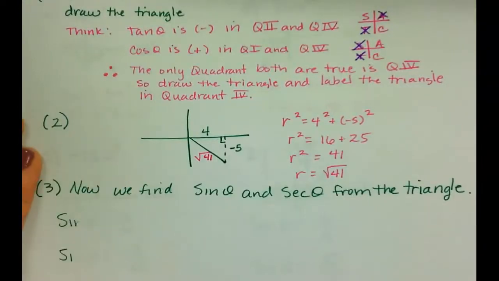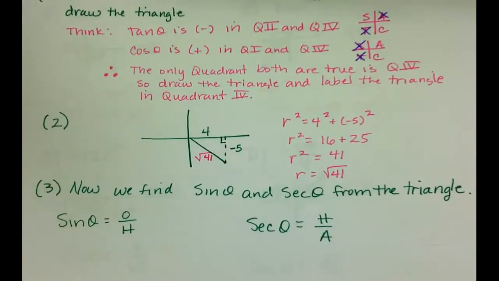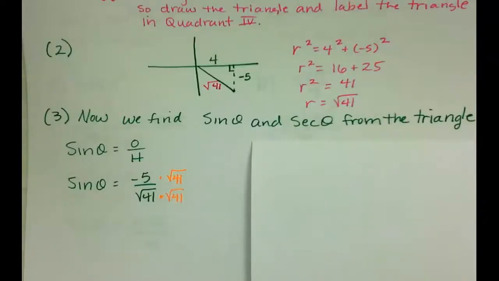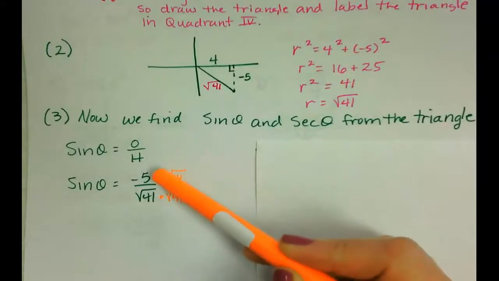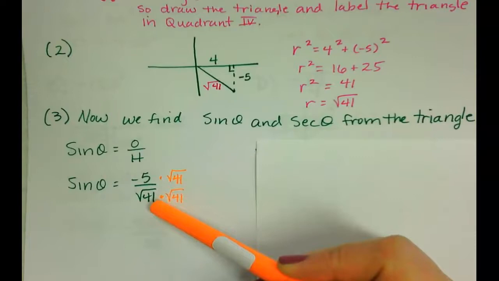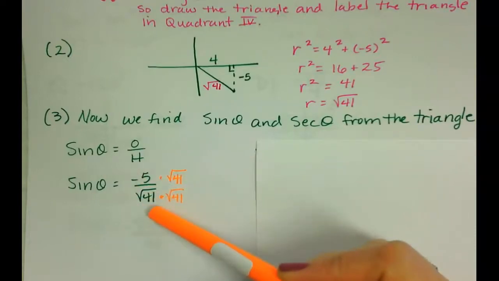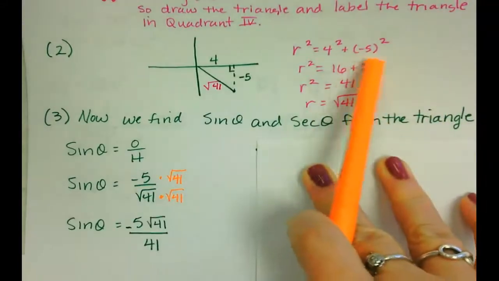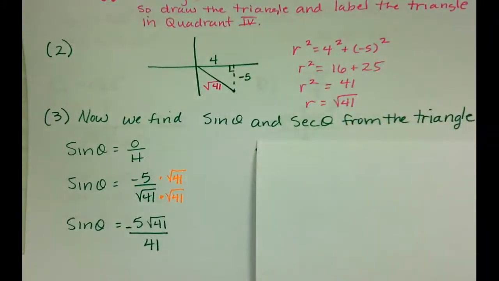All right, so now this is what we're trying to find. I'm just starting with keeping track of what the ratio of the trig function is. The first one we'll do is sine, which is opposite over hypotenuse. When I put the values in, the opposite side is negative 5 and the hypotenuse is root 41. We don't leave that root 41 in the bottom, so I rationalize that out, which means my final answer for sine of theta is negative 5 root 41 over 41.